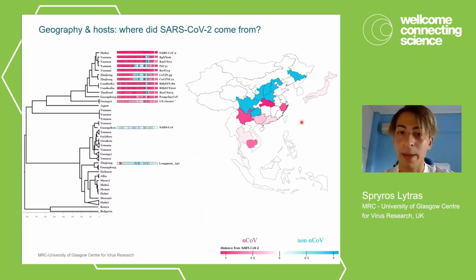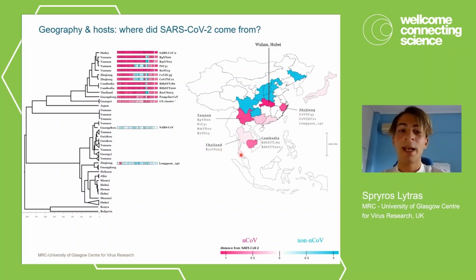And we can look at a map as well. So SARS-CoV-2 emerged in the city of Wuhan in Hubei, central China. Then Yunnan sits here with these 4 viruses I mentioned. And then Zhejiang is right across to the east side of China with these viruses, and then Thailand here and Cambodia there. And this is a significantly extensive geographic range that these closely related viruses, which have shared ancestors in the past century or 2 centuries, have been sampled across.